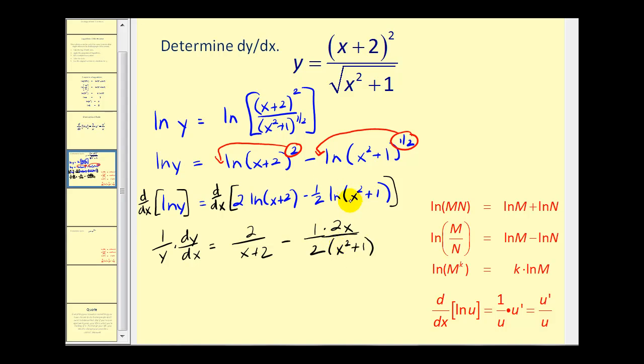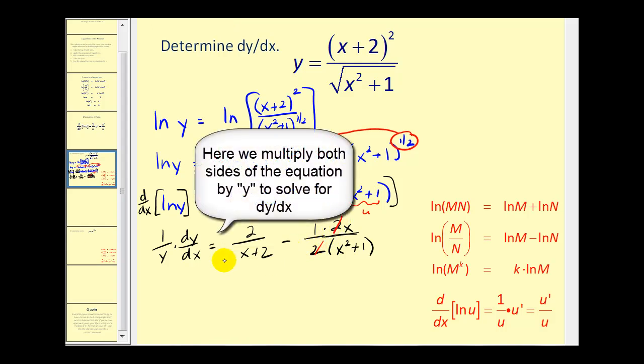So again, here's the u, so there's u prime, and then there's a u. We can also see this simplifies here. Now what we have to do is solve this for dy/dx. So we'd have dy/dx equals y times the difference of these two fractions.